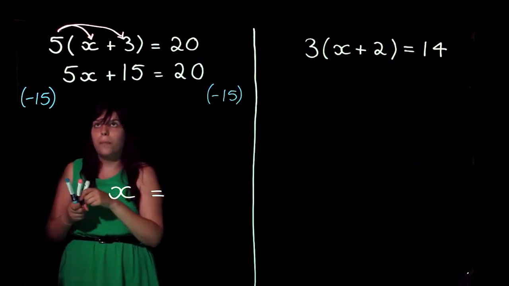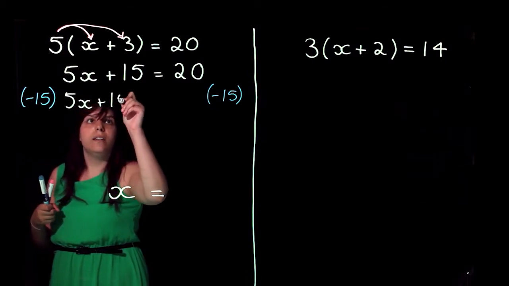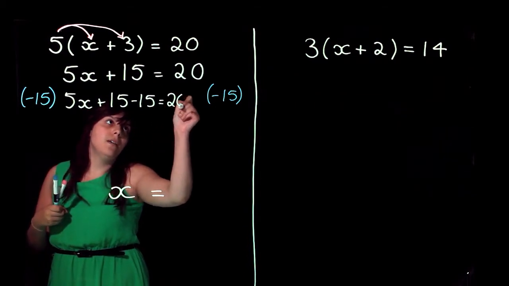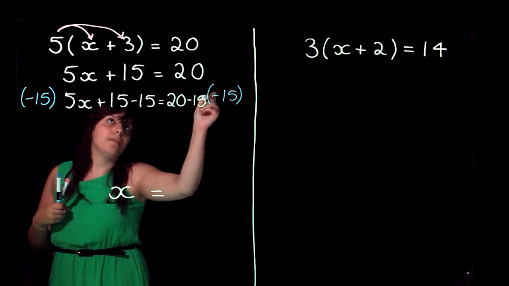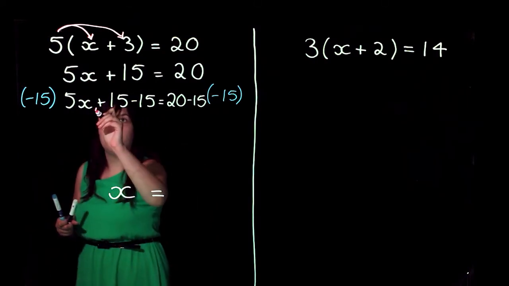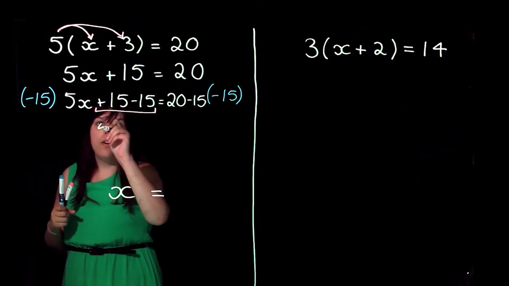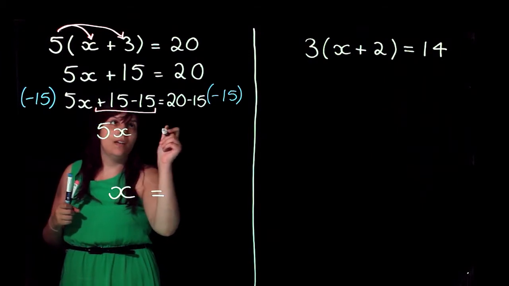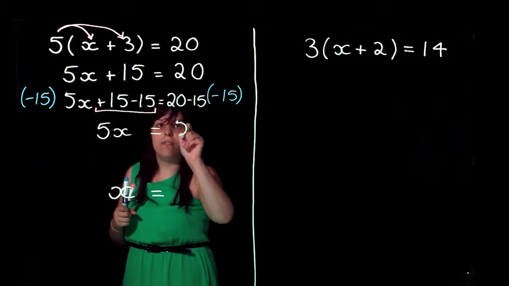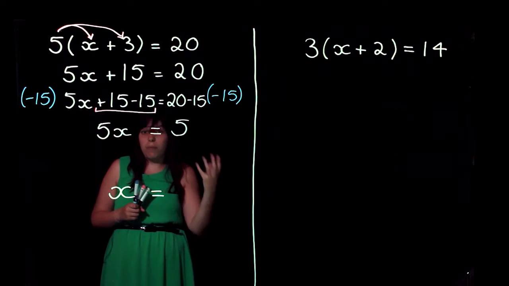So we've got 5x plus 15 minus 15 equals 20 minus 15. So if I look at my plus 15 and my minus 15, I get 0. So on this side, we're going to just have 5x equals, and then 20 minus 15 is 5. So now I've got 5 lots of x that give me 5.